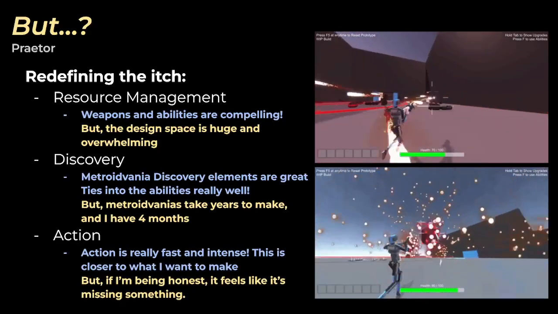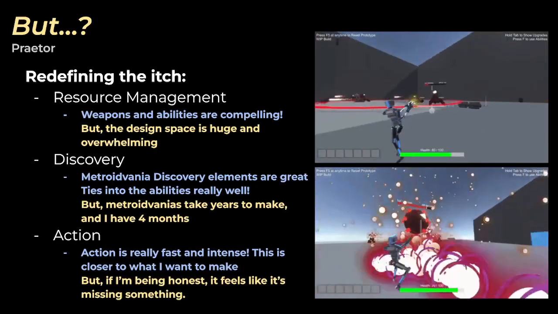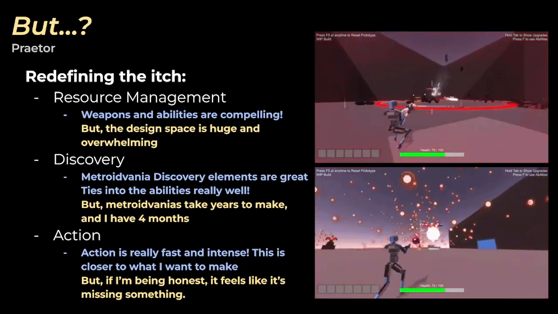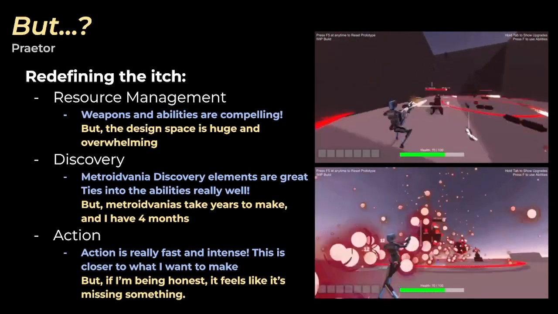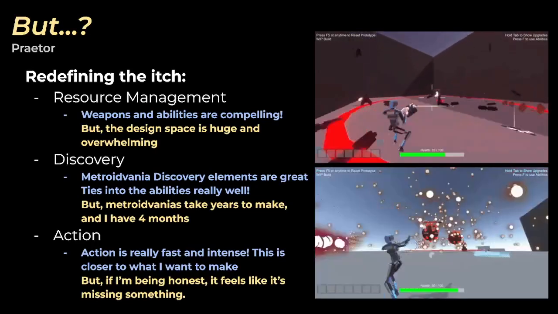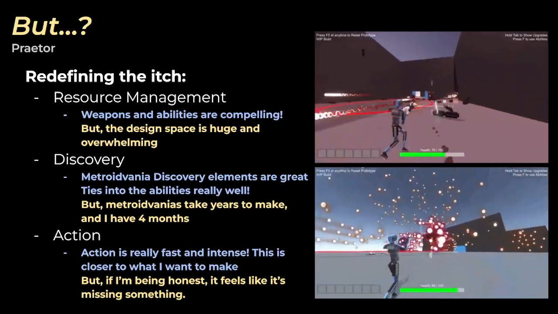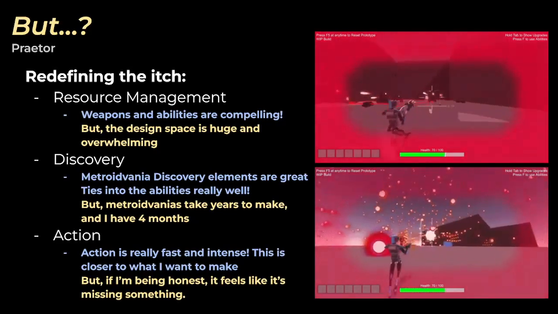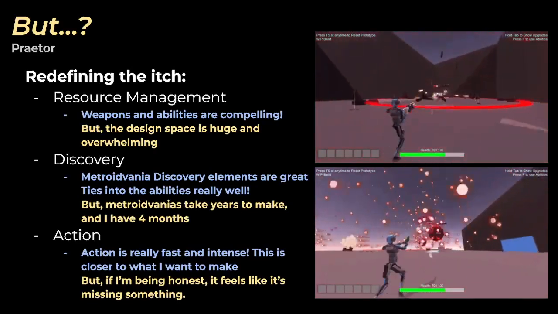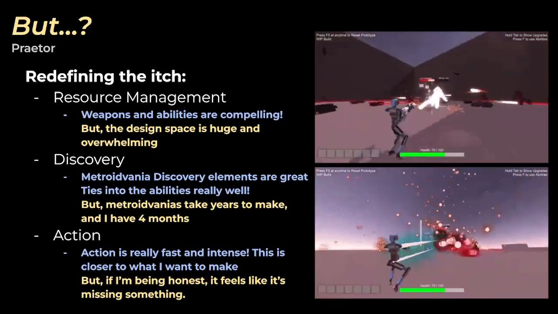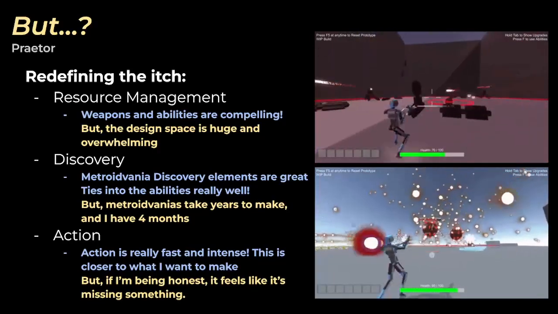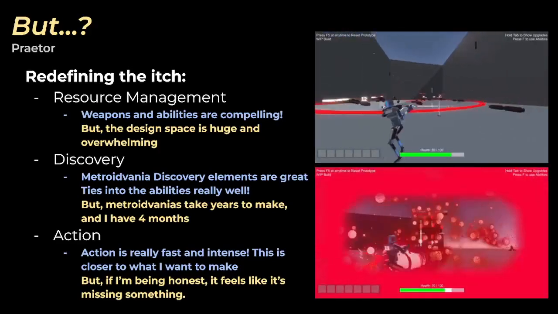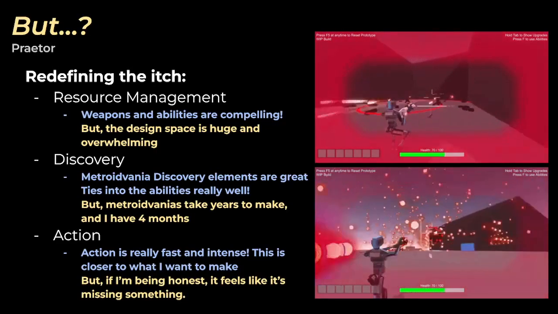So that feeds into it: Metroidvanias are really cool and they tie the abilities in really well, but Metroidvanias do take a really long time to make, and I only have a few months, so I have to take a step back and really ask, what can I accomplish in this time? The action is really good. This whole prototype is 45 minutes long. You can play it. It's really cool. I'm really proud of this, but the problem is that it's not exactly what I want to make, right? It feels like something is missing, and I'm not sure what that is.